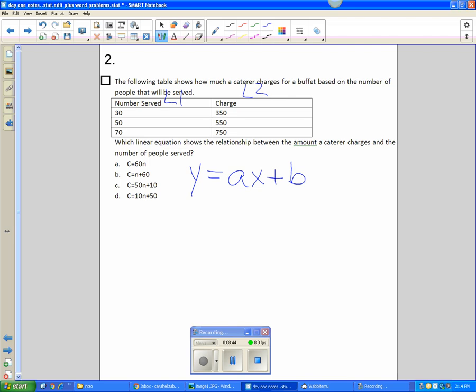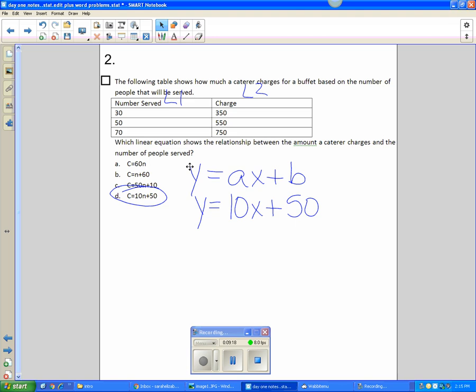All right, Andrew, what goes in for the A spot? And Daniel, what goes in for the B spot? Good. Y equals 10x plus 50. All right, so Gracie, what answer choice do you think? A, B, C, or D? D, good. 10n plus 50, okay?